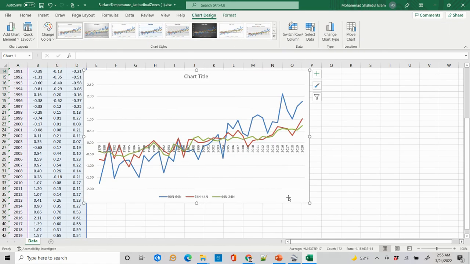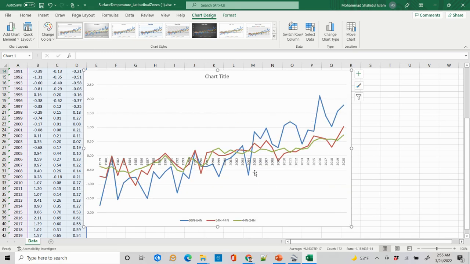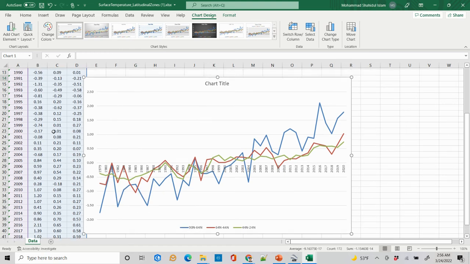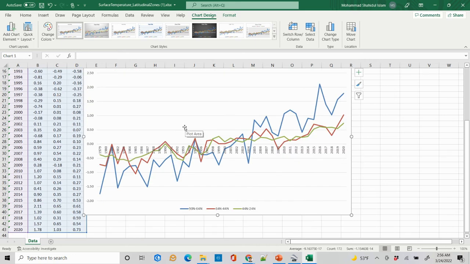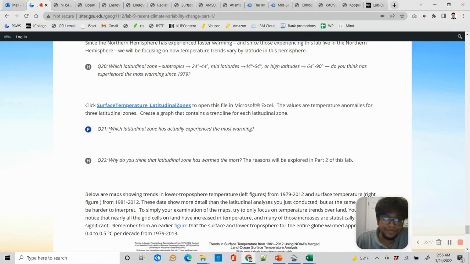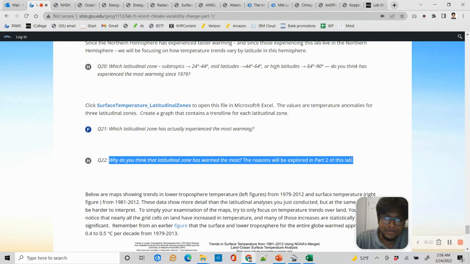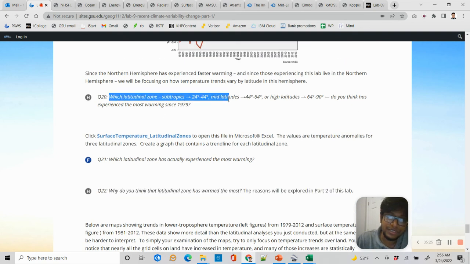The green is about the lower latitude, the red is mid latitude and the blue is the high latitude. So if you look at this one, it is the temperature anomaly. If you look at the temperature trend, you can see the blue one actually experienced the higher temperature. That means blue is in the 90-degree N to 64-degree N. That means the high latitude zone. So that will answer this question 21. Then answer question 20 based on your own discretion.